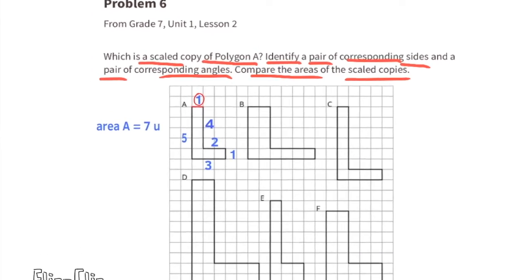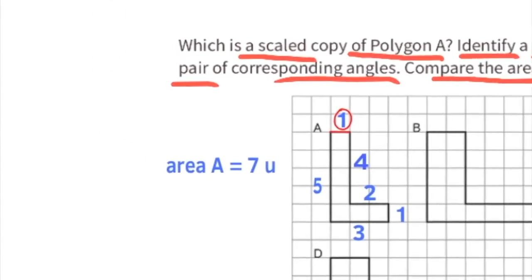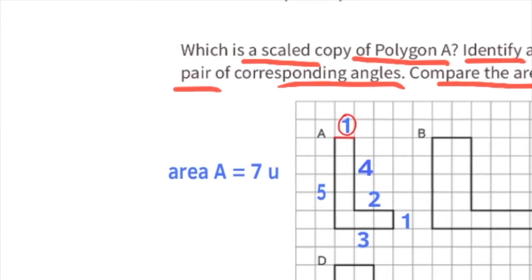So first, let's look at the dimensions of polygon A. This horizontal side length on top is 1 unit in length. This vertical side length is 5 units in length. This horizontal side length at the bottom is 3 units in length. This vertical side length on the bottom right is 1 unit in length. This horizontal side length is 2 units in length. And this vertical side length is 4 units in length.